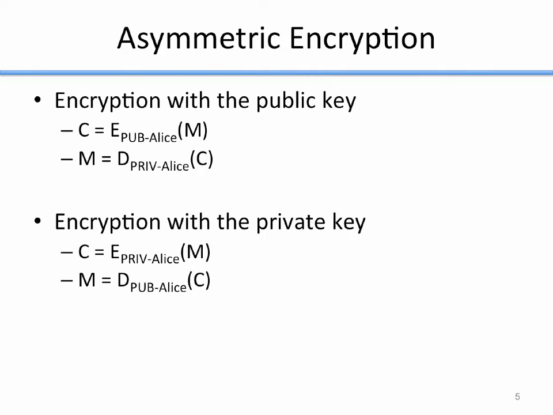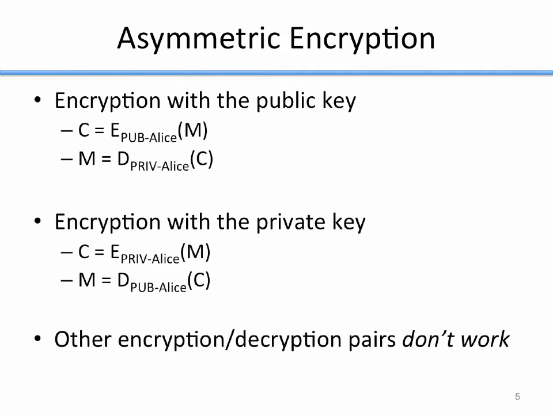The other thing you could do is you could encrypt with the private key. So if you encrypt a message with Alice's private key, it needs to be decrypted with Alice's public key. Now, these are the only two pairings that work. You encrypt with Alice's public key to decrypt with her private key, or you encrypt with her private key and decrypt with her public key. No other pairings work. So you can't encrypt with a private key and decrypt with the same private key, or encrypt with a public key and decrypt with the same public key. It doesn't work that way. These are the only two pairings that work for encryption and decryption.